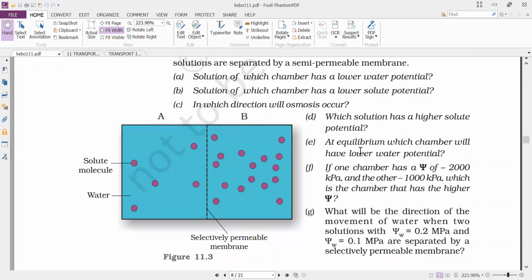And next question. At equilibrium, which chamber will have lower water potential? Both will have the same. Yes, equal. At equilibrium, both the chambers will have the same water potential. There is no difference in the water potential between the two chambers at equilibrium. So we have to answer that both chambers have the same water potential.